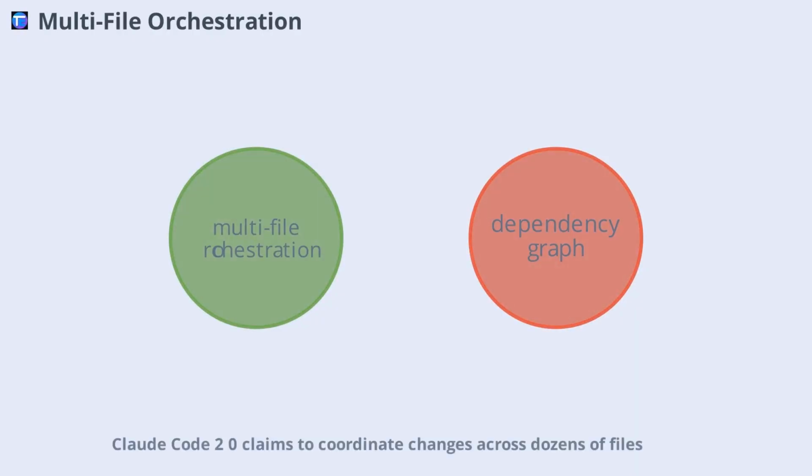Claude Code 2 claims to coordinate changes across dozens of files, maintaining consistency and type safety. This directly addresses the nightmare of large-scale refactoring, extracting shared utilities, renaming confusing functions, or breaking apart monolithic code. The AI builds a dependency graph, plans changes in phases, and presents diffs for your approval at each step. This workflow could finally make those daunting refactorings manageable, but only if the AI reliably catches subtle dependencies and implicit couplings.